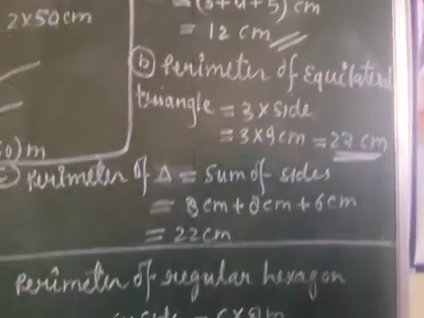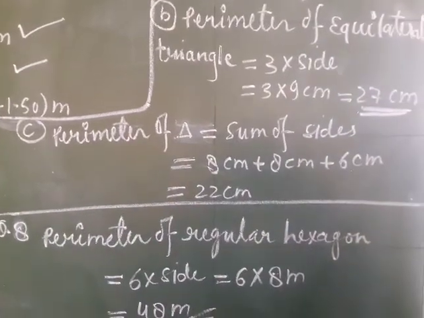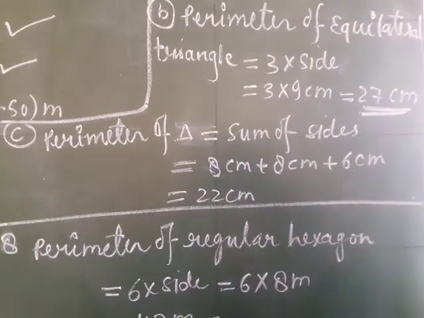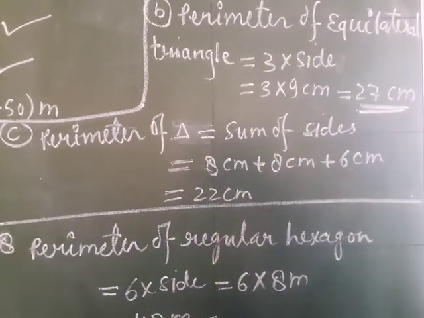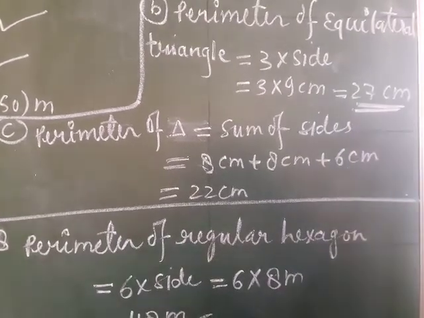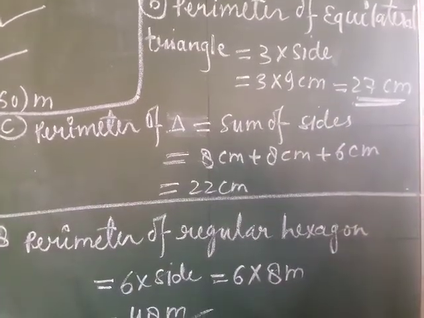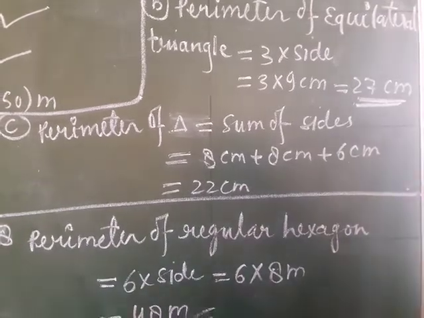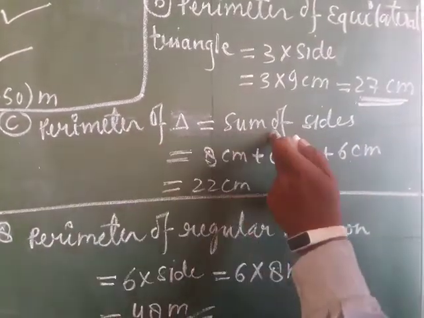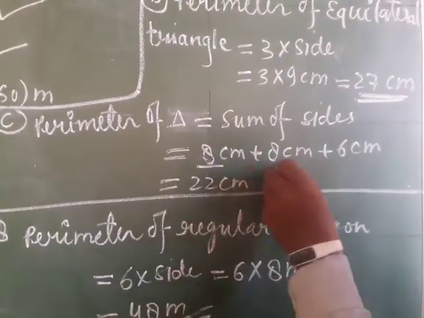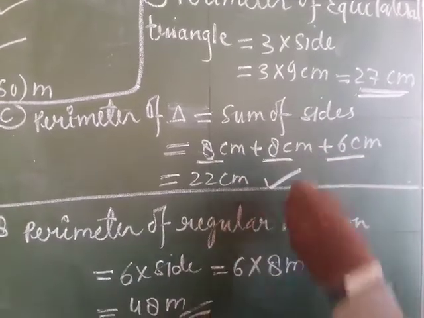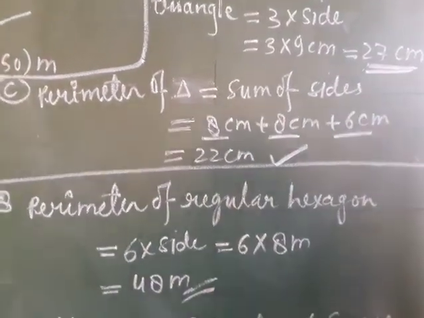Now going to the third part. Here a triangle is given whose two sides are similar and one side is different. One of the similar sides is 8 centimeter and the third side is 6 centimeter. So the perimeter of the triangle will be the sum of all the sides: 8 centimeter, 8 centimeter, 6 centimeter. The sum will be 22 centimeter.